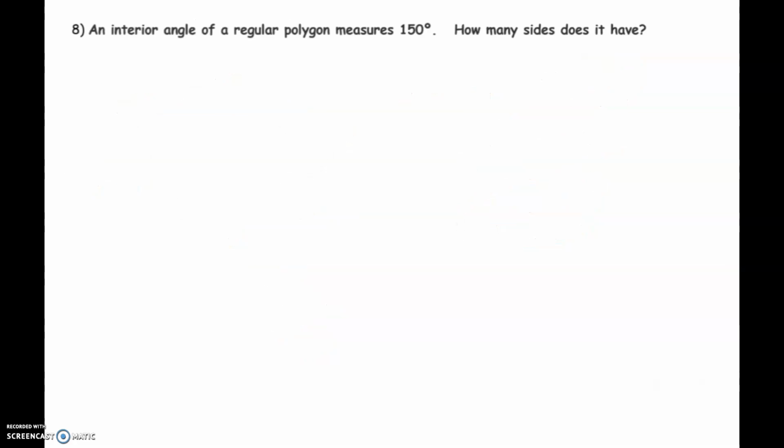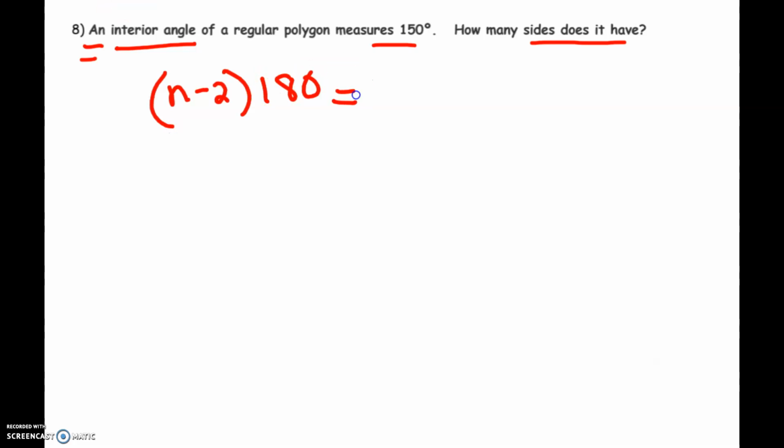On to problem 8. We're talking about the interior angle, just one of them, of a regular polygon, which measures 150. We're asked to find the number of sides. Again, the total sum formula was n minus 2 times 180. That would give us the total. We don't want the total, we want to divide that among n sides and end up with just 150 degrees for one of them. So the sum divided by how many there are should equal 150.